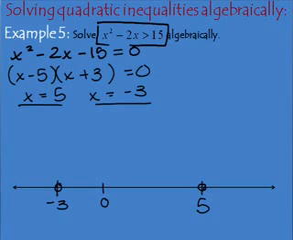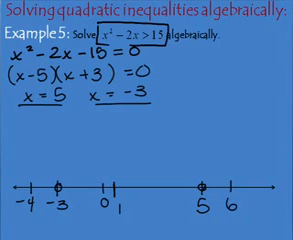So what I'm going to do is pick some test values. One of them needs to be to the left of negative 3, so I'm going to use negative 4. One of them needs to be between negative 3 and 5, so I'm going to use 1, and I know my scaling is not right here, but I'm going to use 1 there. And then I need a point on the right of 5, so I'm going to use 6.